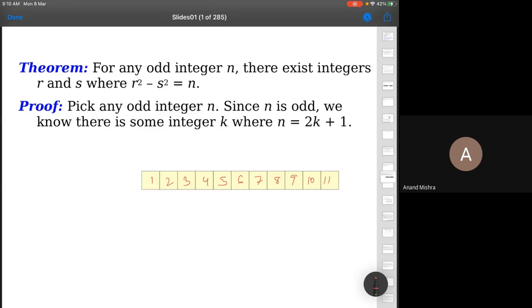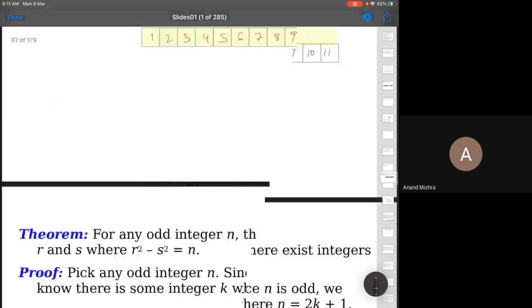So definitely this is a odd number. It contains 2k plus 1. Like, what is k here, by the way? What is k? Over chat you can reply. 5, right? So 5 is the k, and k plus 1 means you will have one extra element.